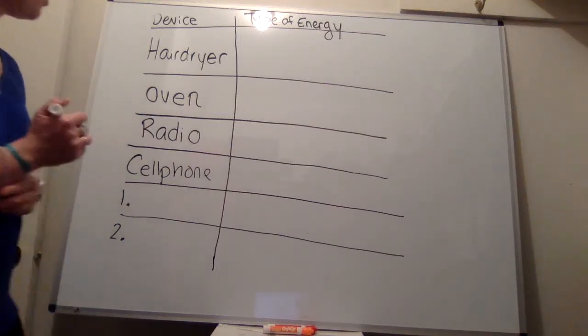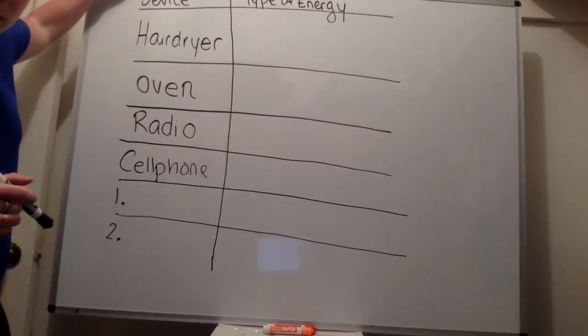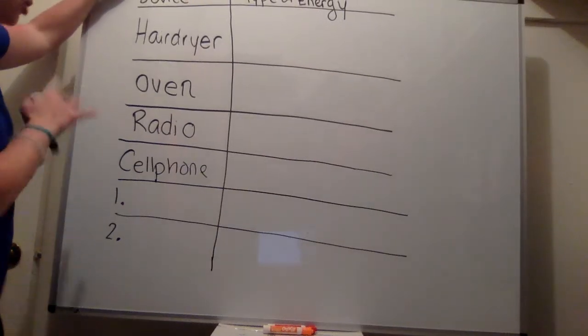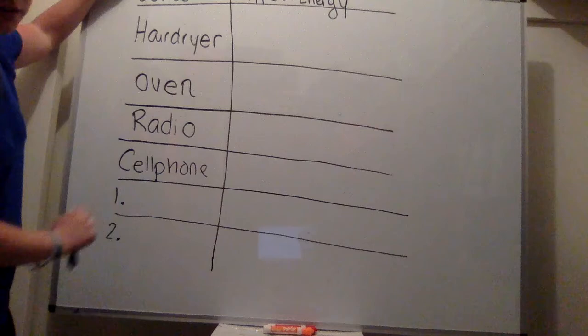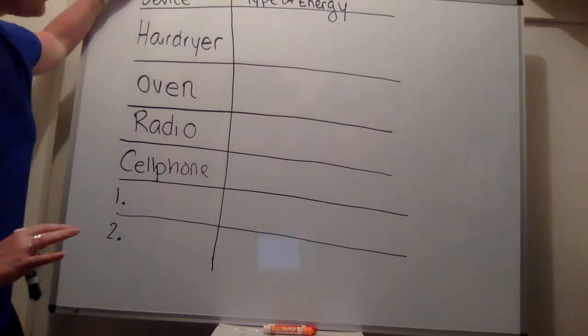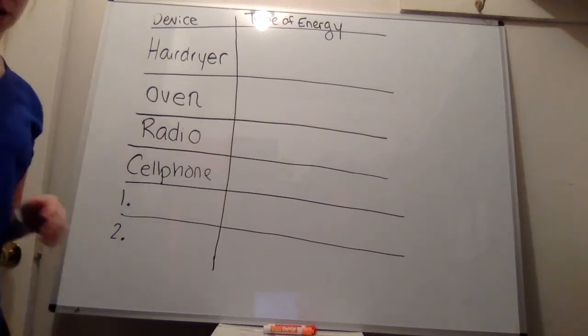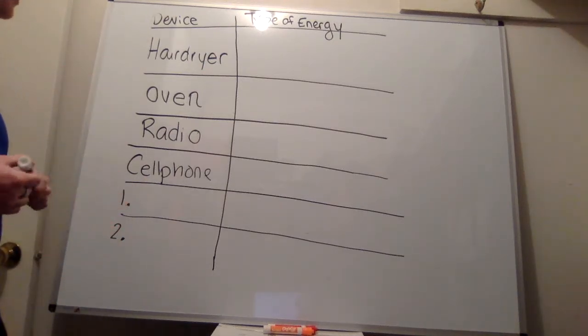Okay, so we're going to talk about, and I know there's a terrible glare from that light, this is what you guys have in your worksheet. We have a hair dryer, we have an oven, we have a radio, and a cell phone. And then these last two examples I'm going to leave up to you guys for the end. But we're going to talk about the different types of energy that are produced when we use each of these items.